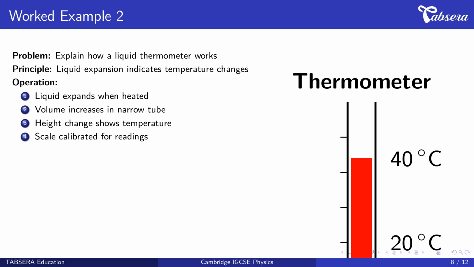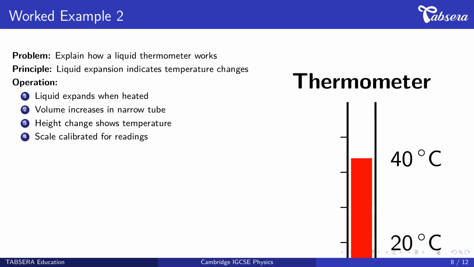Example 2 explains how liquid thermometers work. The problem asks us to explain the operating principle of liquid thermometers. The principle is that liquid expansion indicates temperature changes. This is a direct application of thermal expansion. The operation involves 4 steps.